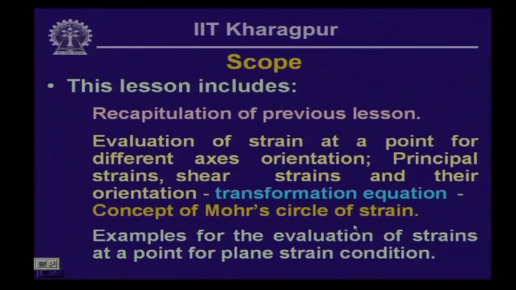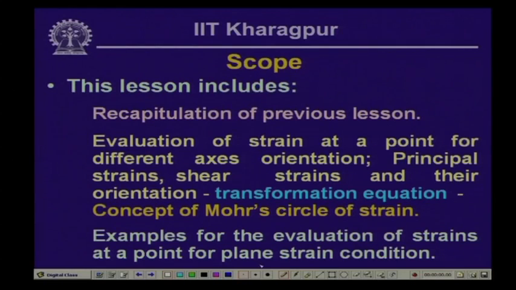Hence, the scope of this particular lesson includes the recapitulation of the previous lesson, and as we have done in the previous lessons, we will discuss the previous lesson through the answers of the questions that I posed last time. So, that will give you an overview of the previous lesson. Then, evaluation of strain at a point for different axis orientation, principal strains, shear strains and their orientation.